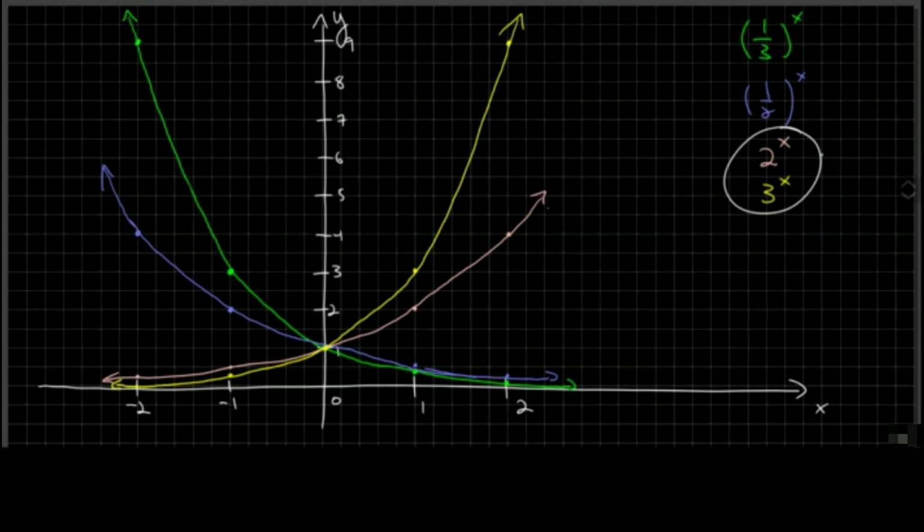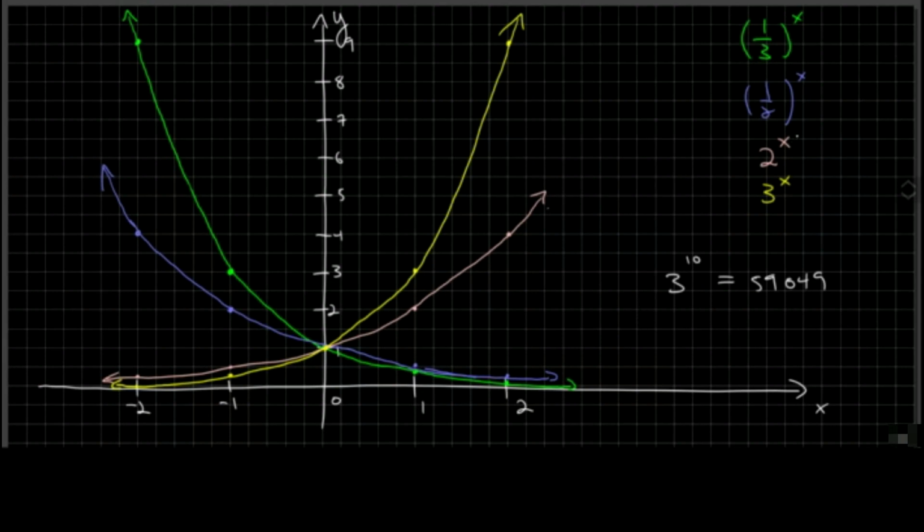So for example, if you do a computation such as 3 to the, I don't know, 10th power, this is equal to 59,049, which is quite large. So as the x's get larger, the y values get very, very large.